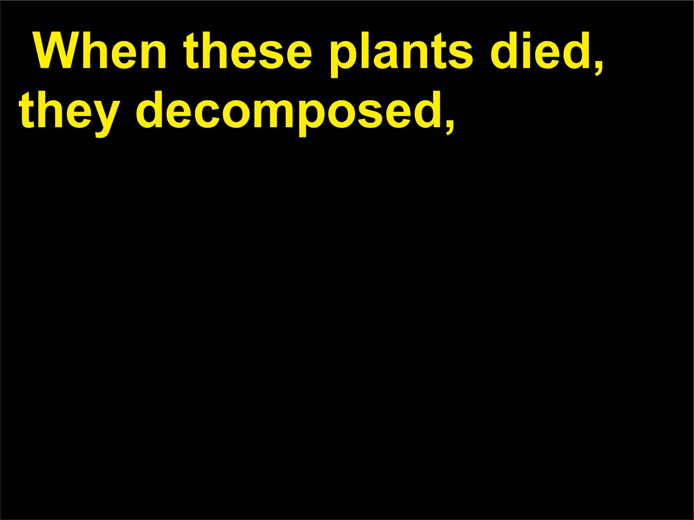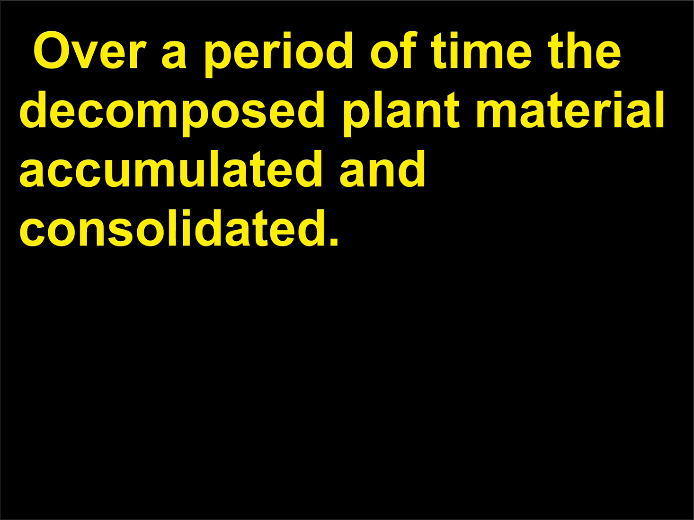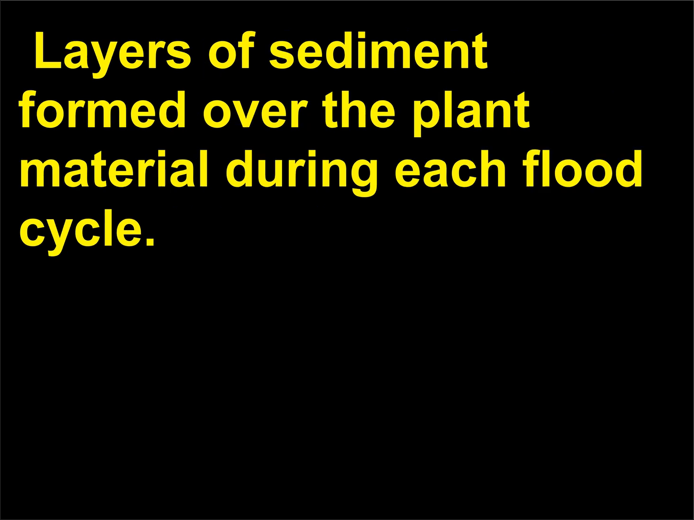When these plants died, they decomposed. But as they were covered by water, they did not decompose completely. Over a period of time, the decomposed plant material accumulated and consolidated. Layers of sediment formed over the plant material during each flood cycle.